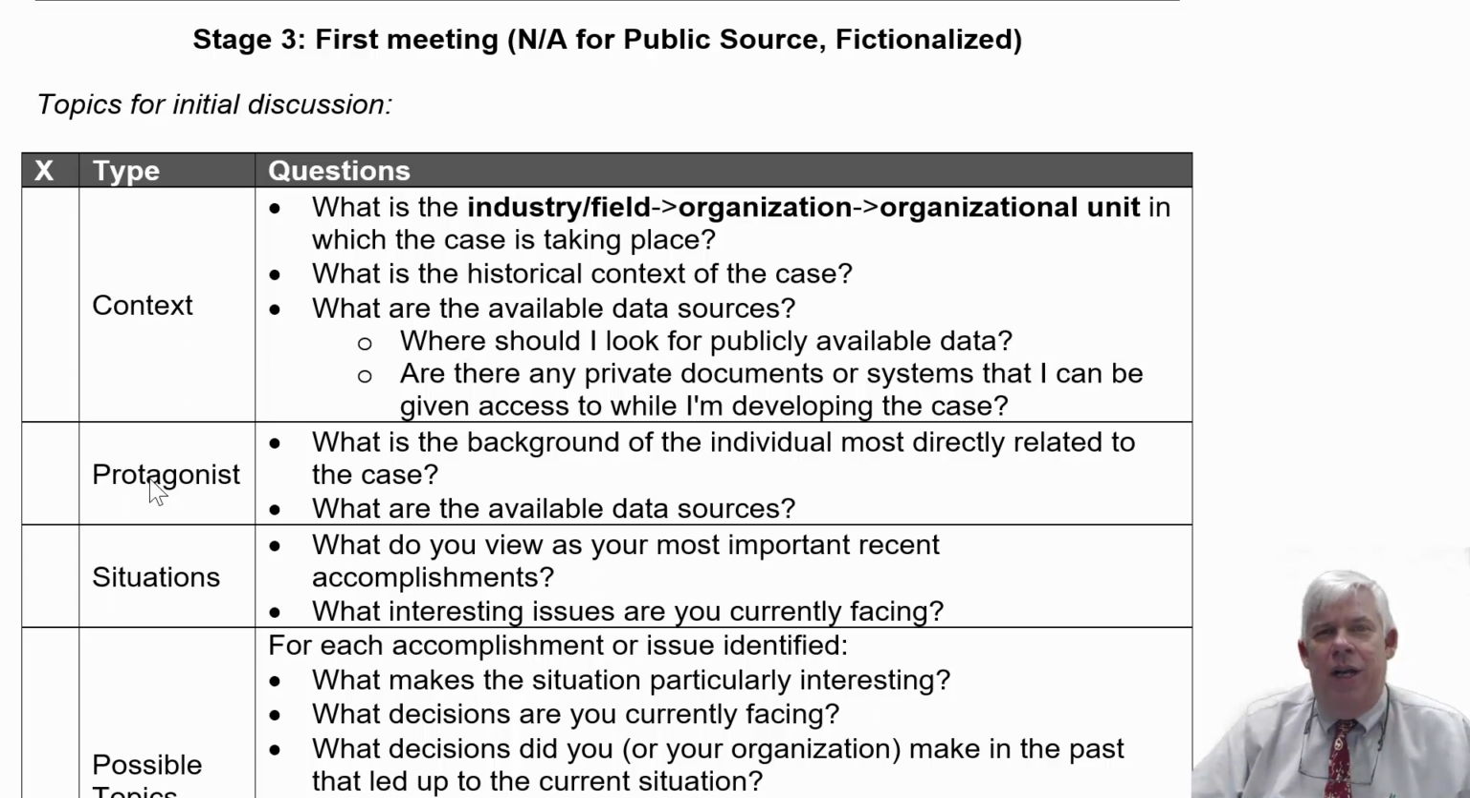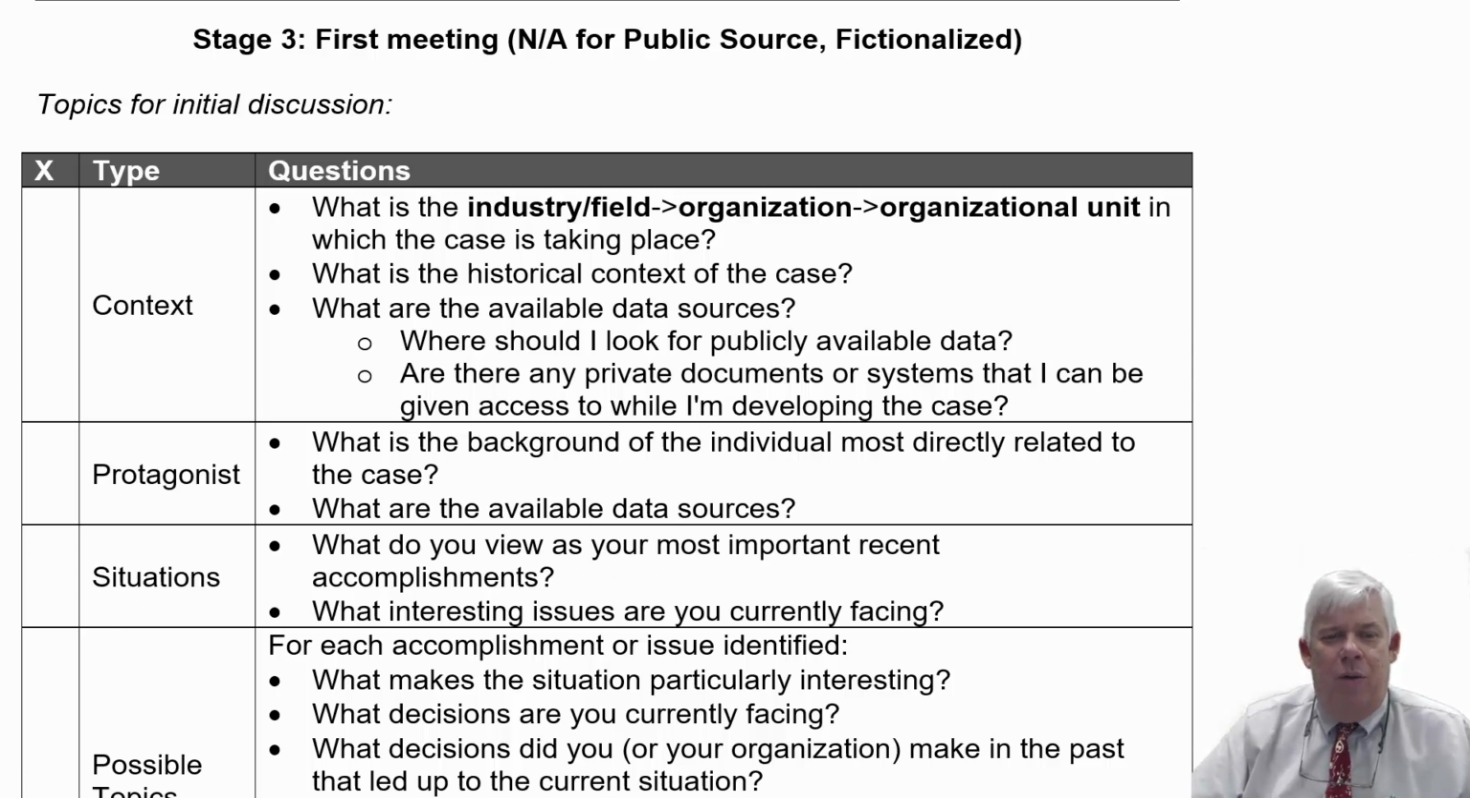In virtually all discussion cases, but in most research cases as well, you're going to have a central figure, which we'll refer to as the protagonist. And you might want to try to get a little background on that individual. This would certainly be necessary for discussion cases. In research cases, it may be that there are enough people involved so that the organization is the central focus.